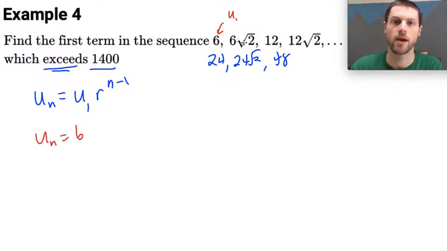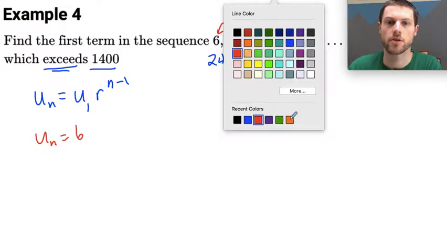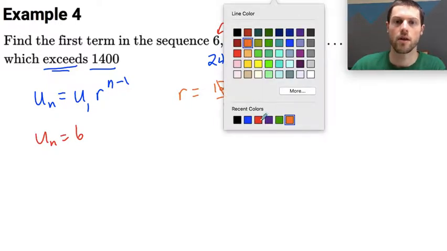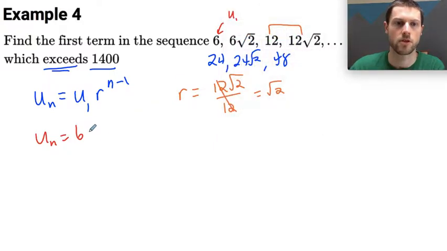Now, as far as what my common ratio is, maybe you can see it right away, maybe you can't, but what we can do is we can take any two consecutive terms, and we can divide them. So let's divide, so the common ratio is going to equal 12 root 2 over 12, and the 12s will reduce, so this is going to equal the square root of 2. So since my common ratio equals the square root of 2, then I can use that in my formula. So this is going to be 6 times the square root of 2 to the n minus 1 power.